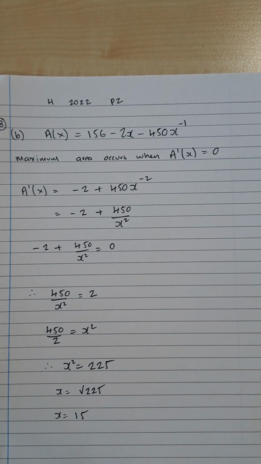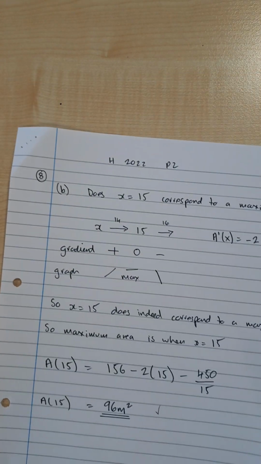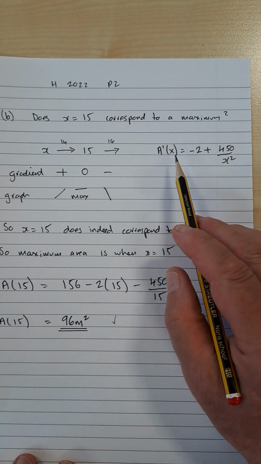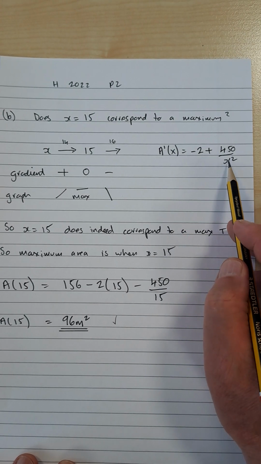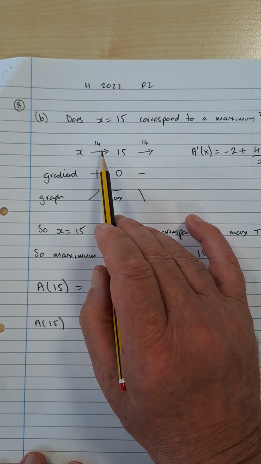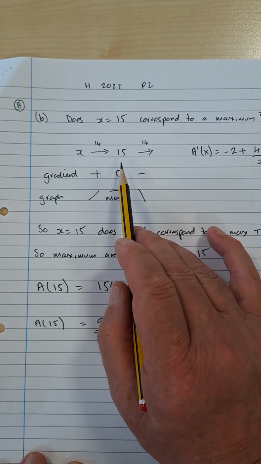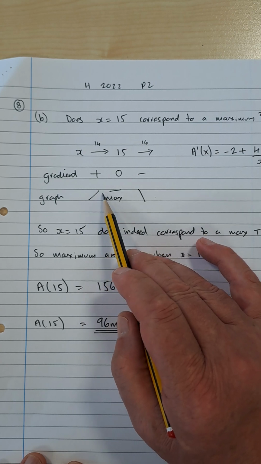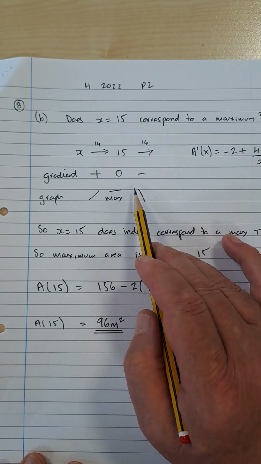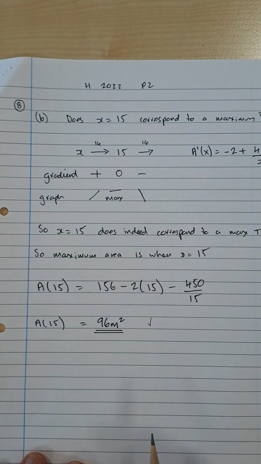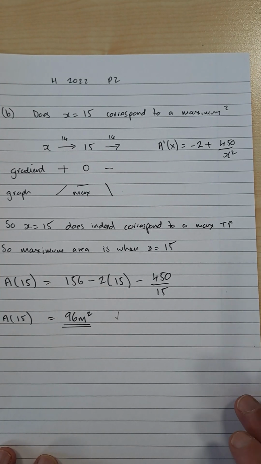Now, does that correspond to a maximum value? Well, let's just test it. Don't forget what the differential was. It's minus 2 plus 450 over x squared. Now you have a calculator. You can check the gradients either side of the 15 that gives 0. If you substitute in 14, you will get a positive number. And I chose 16 there. Substitute in 16, you'll get a negative. That corresponds to a maximum turning point. So x equals 15 does indeed correspond to a maximum turning point.